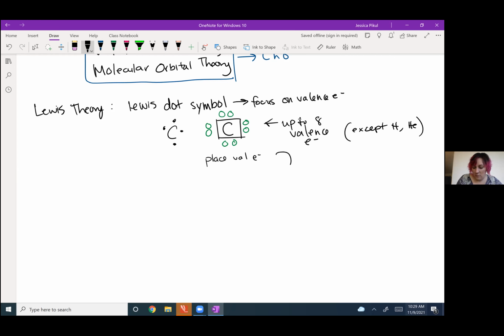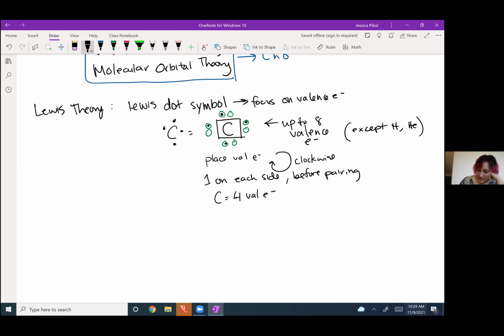And so you can place the valence electrons. People usually go clockwise, and you're going to place 1 on each side before pairing. So for carbon, which has 4 valence electrons, it's got 1, 2, 3, 4. And that's how we get this Lewis dot symbol right here.